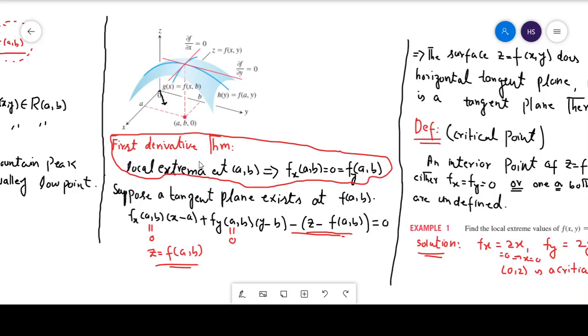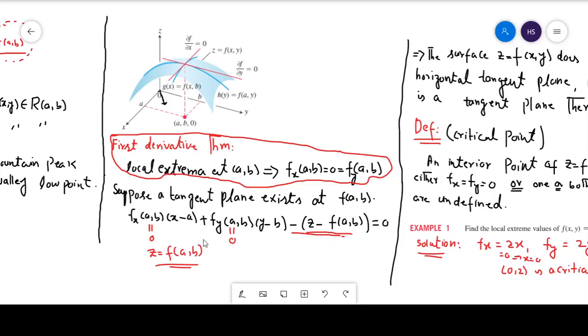But we can use this and suppose that there is a tangent plane at this point. If there is no tangent plane, as we talked about in the previous lecture, then this point would be a saddle point. If these two slopes are zero and there is a tangent plane, that means the tangent plane would be horizontal. This can be shown using this equation, which is an equation of the tangent plane for a function of two variables. If you put these two derivatives equal to zero, then you will get c is equal to f of ab, right?